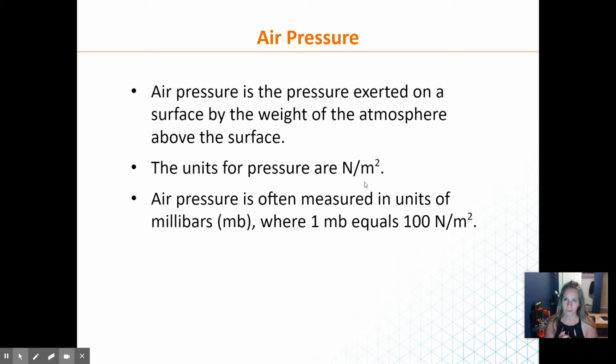But pressure is measured in two different ways. Newtons per meter squared is common. We also use millibars. So when we're talking about weather, like on the Weather Channel or the weather in general, sometimes it's referred to as millibars. And 1 millibar is equal to 100 newtons per meter squared.